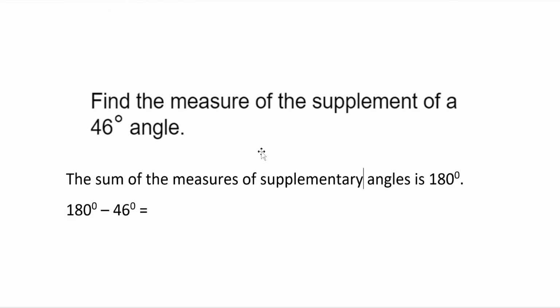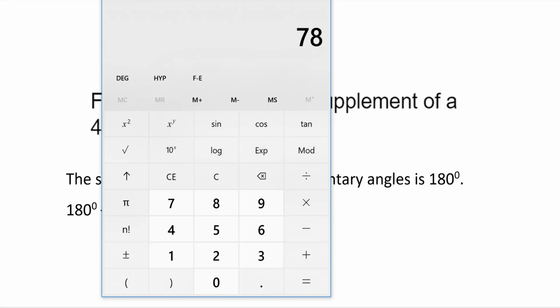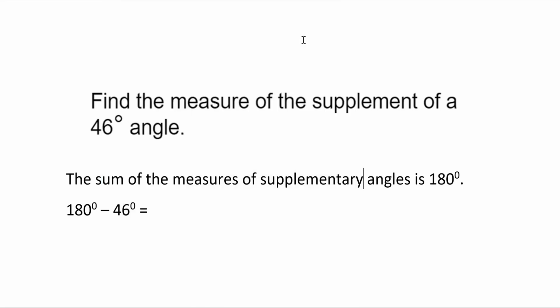Find the measure of the supplement of a 46-degree angle. The sum of the measures of supplementary angles is 180 degrees. If we subtract the measure of this angle, 46 degrees, from 180, we'll find the measure of the supplementary angle. The supplementary angle measures 134 degrees.